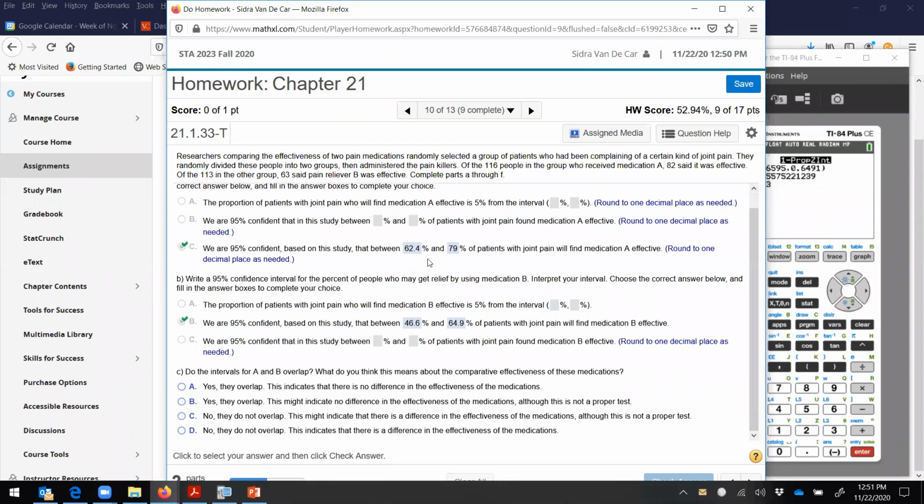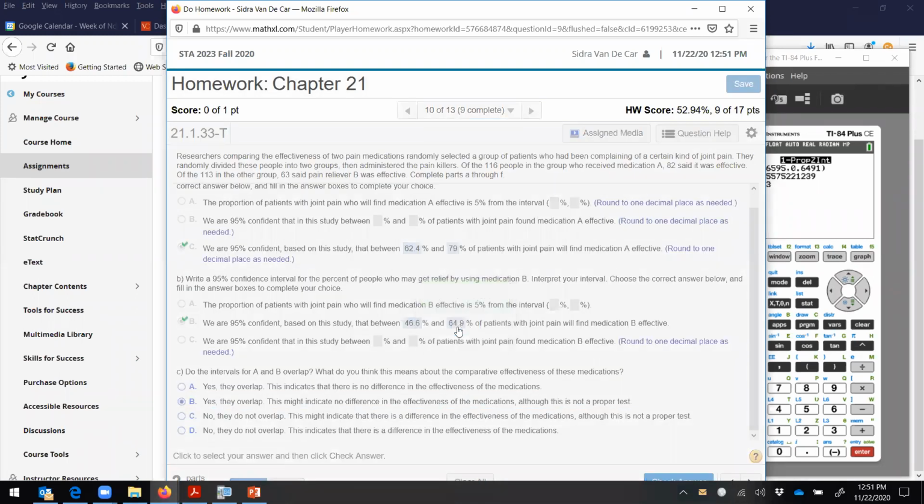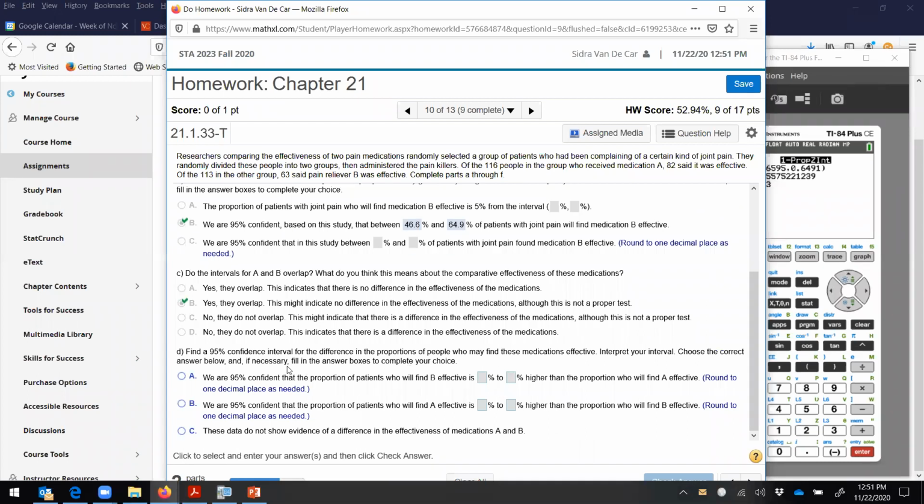Okay, so now do these intervals overlap? Yeah, look, see, this starts at 62 and this goes to 64. So between 62.4 and 64, there is an overlap. Okay, so there we go. Yes, they overlap. This might indicate that they're just equally effective, but we haven't done it properly, right? We would need to do a difference in proportions.